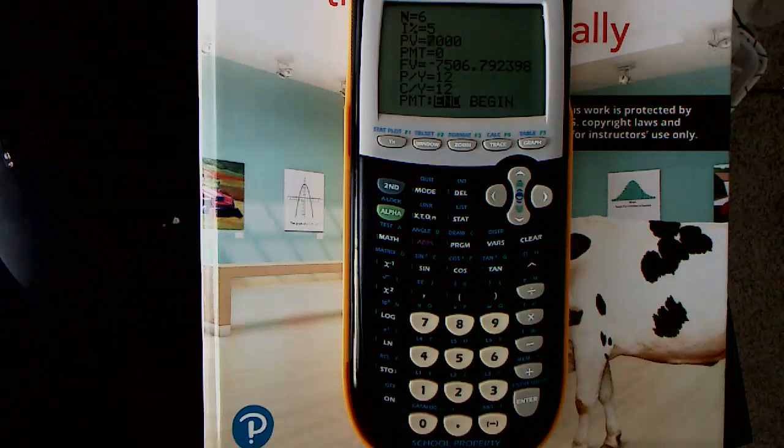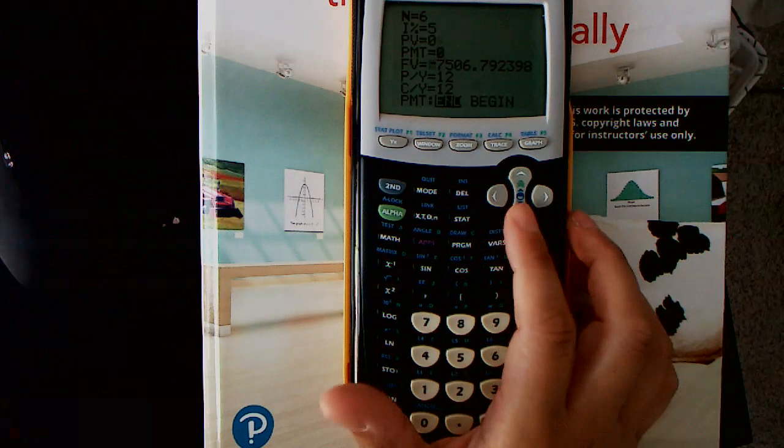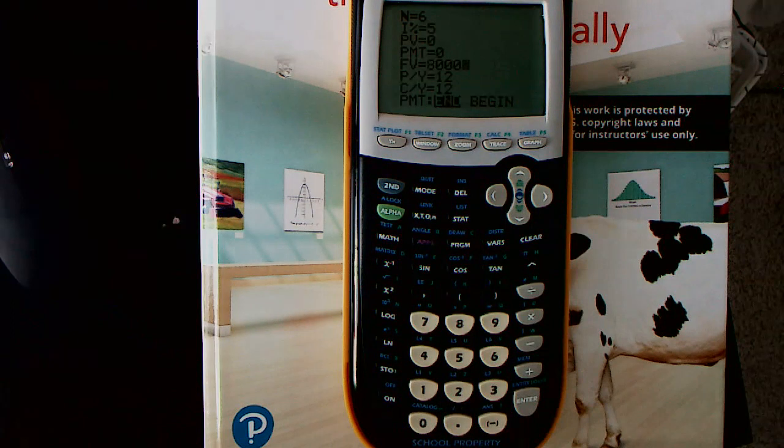Present value, that's the value we are going to look for. So we don't know. That item, PV, present value, is the thing we are going to solve for. So you can put anything there, and we are going to go back shortly to solve for the item. Payment remains 0. What's your future value? You want to have $8,000 in 3 years, right? So the future value is 8,000.